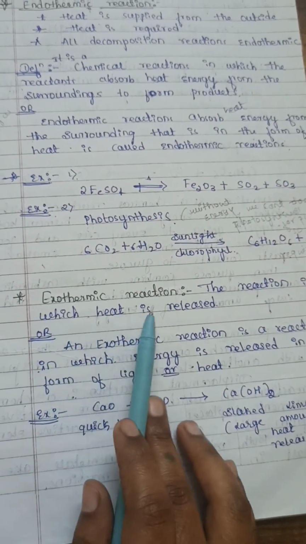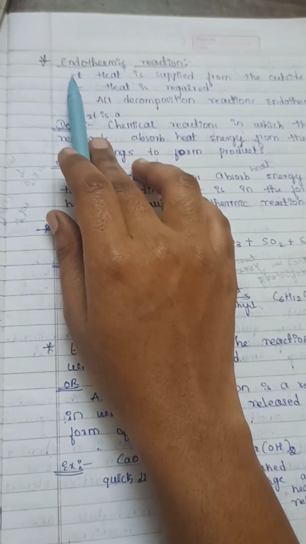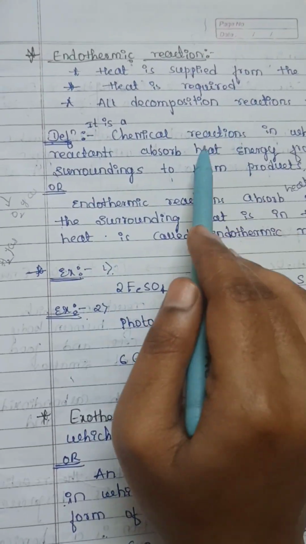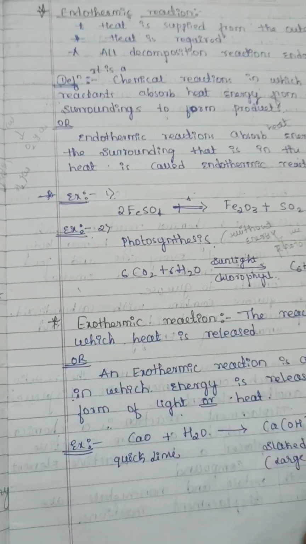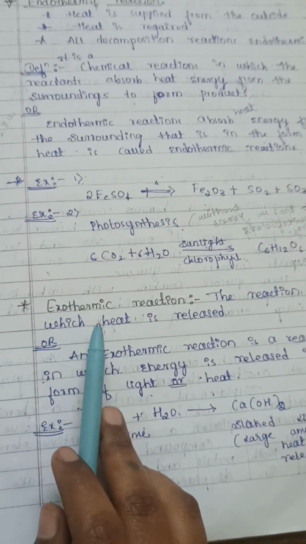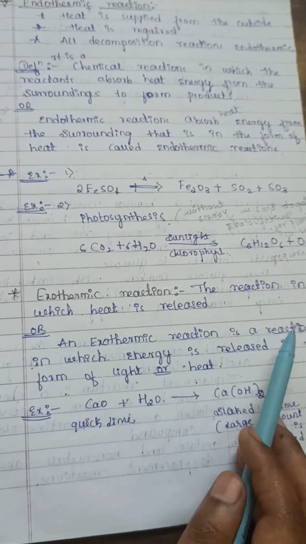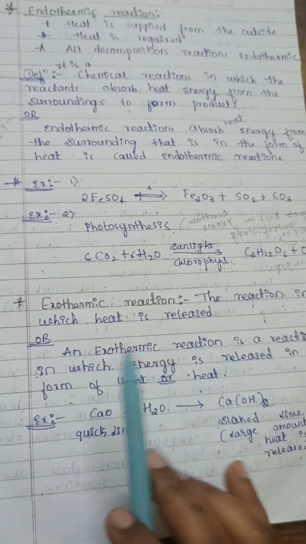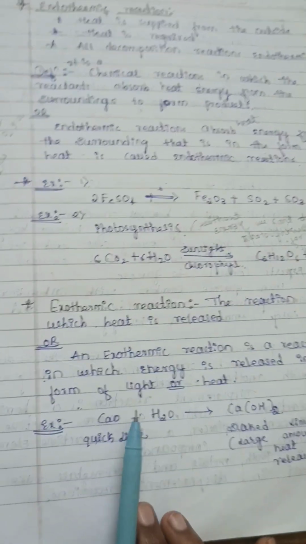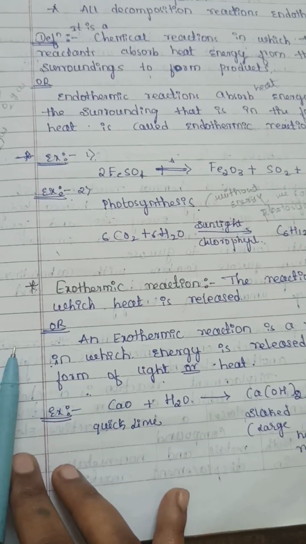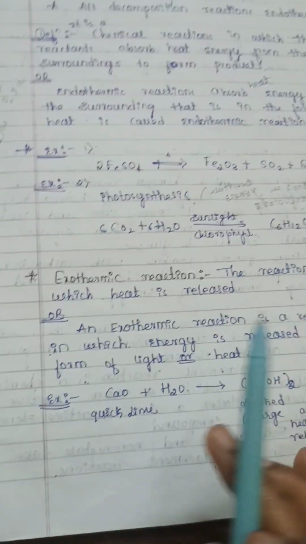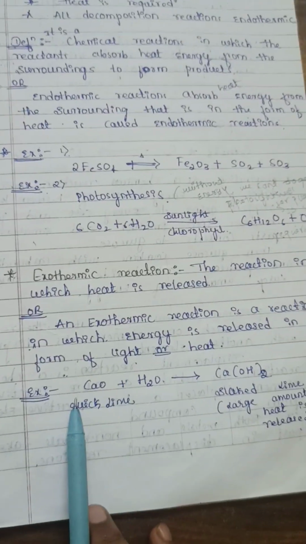Next we will move towards the exothermic reaction. Endo means heat will be absorbed, and exo means what? Heat will be released. So it is a reaction in which the heat is released. An exothermic reaction is a reaction in which energy is released in the form of heat or light. So how will the heat be released? It may be in the form of light, it may be in the form of heat.